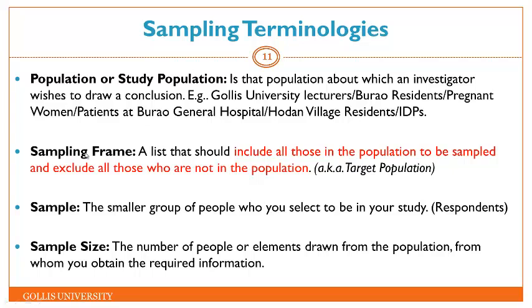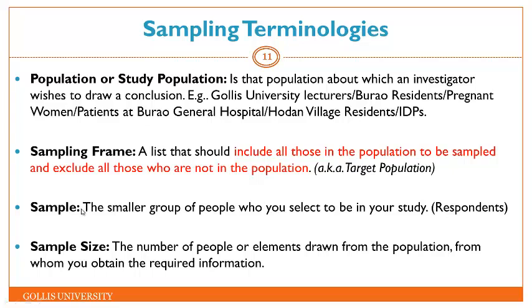Another terminology is the sampling frame. A sampling frame is a list that should include all those in the population to be sampled and exclude all those who are not in the population. This is also known as the target population. So the target population means that from the larger population there is a target which you are going to investigate, meaning that the number of the target population will be slightly smaller than that of the study population. Then another terminology is sample.